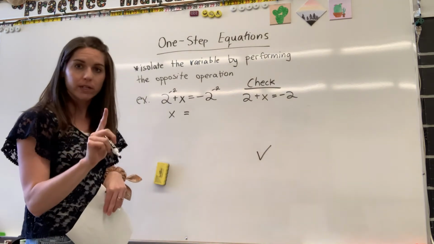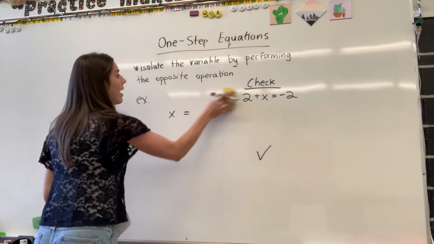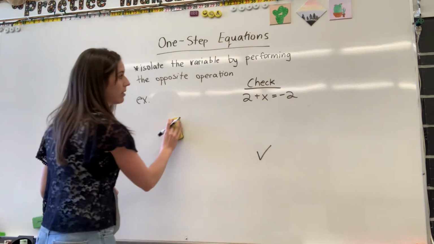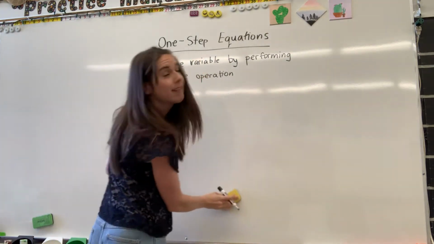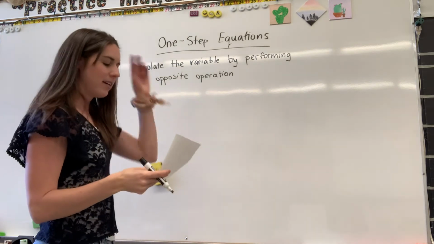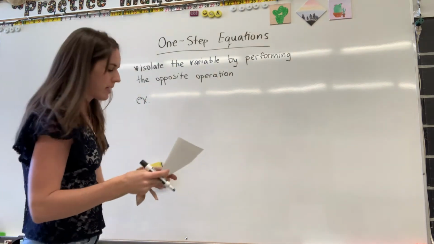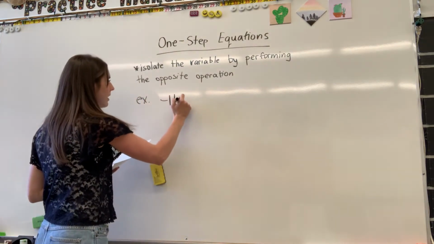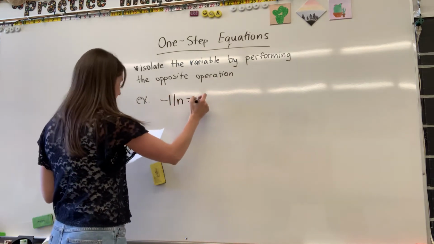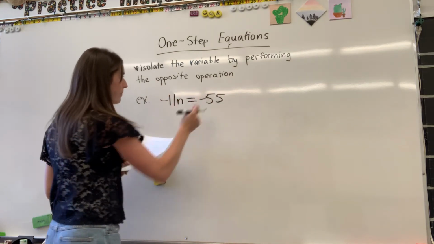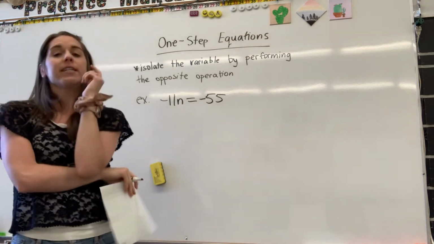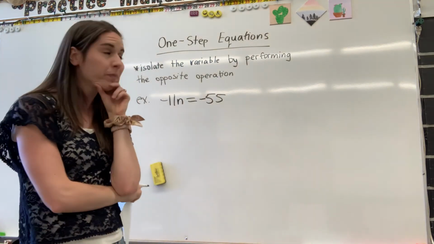We're gonna do one more example together. And this is actually an important example. Not like these other ones weren't, but this one's extra important. -11n equals -55.